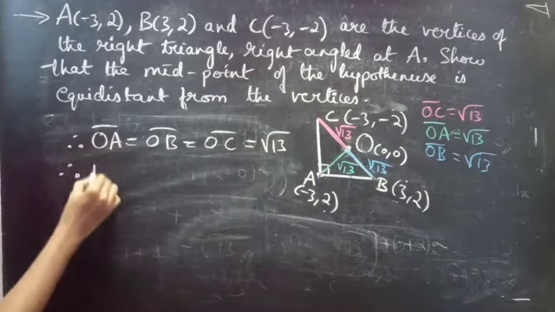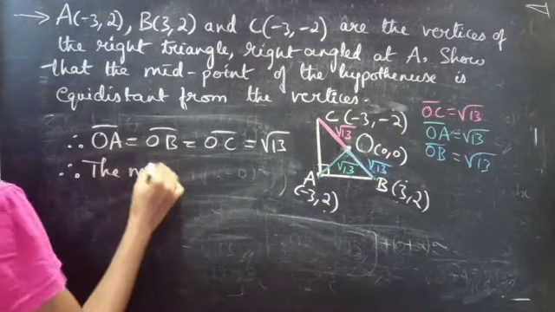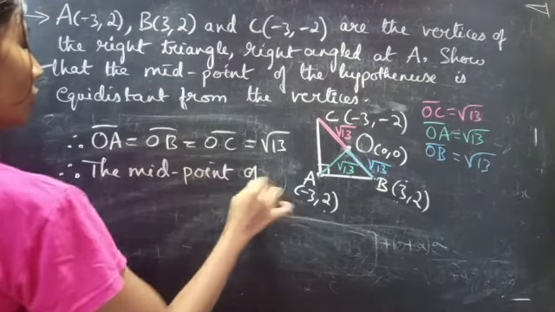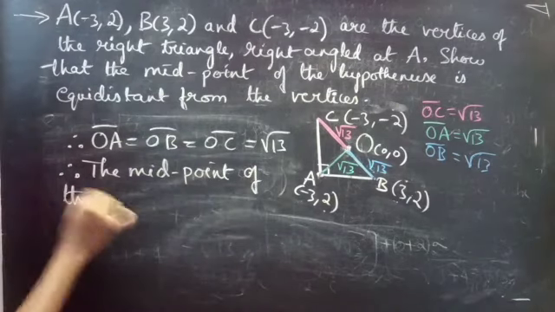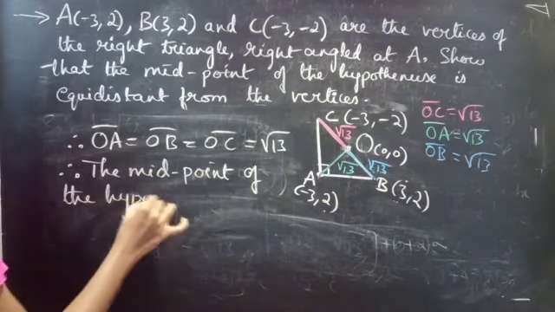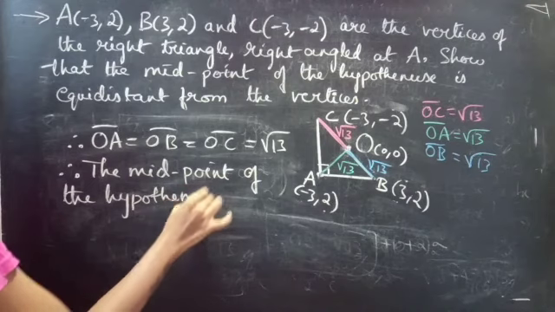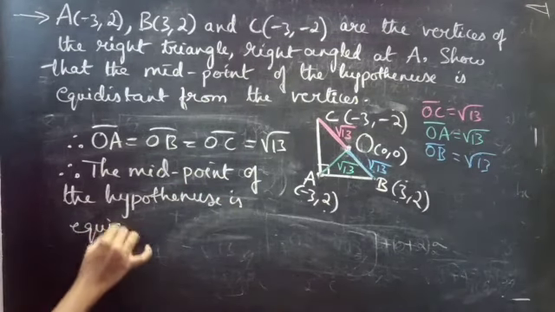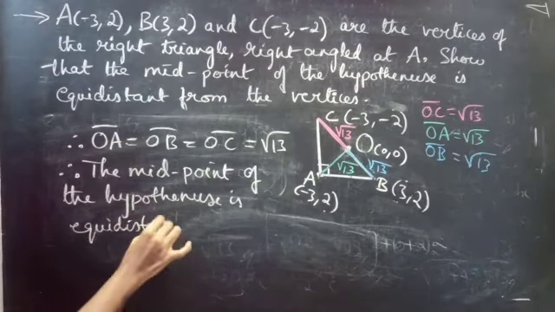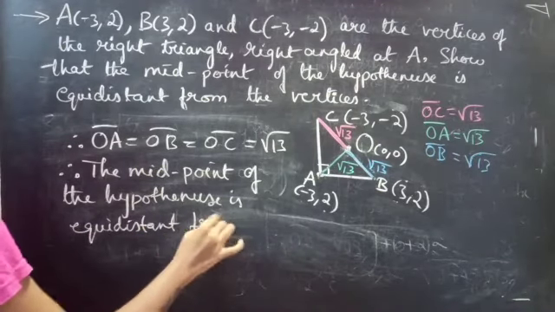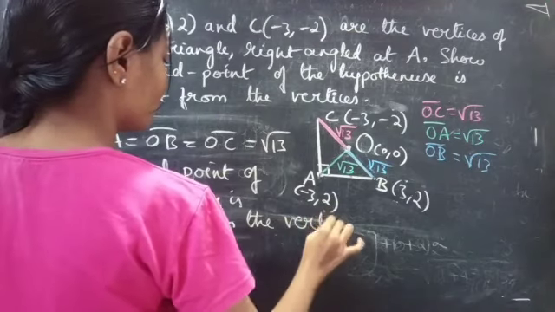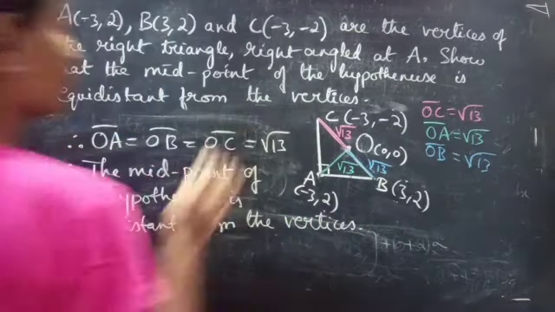Therefore, the midpoint of the hypotenuse is equidistant from the vertices. Okay, this completes the problem.